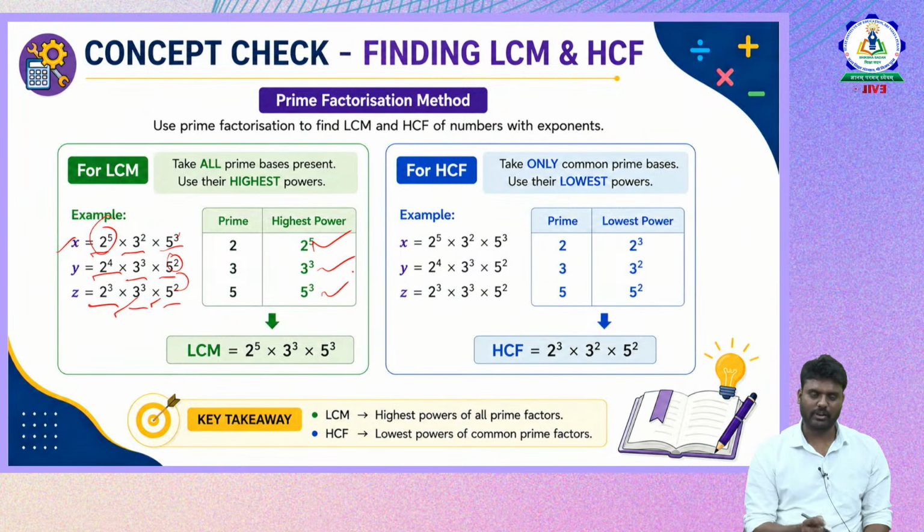Now, when you try to identify the LCM, we need to take the highest powers. So what is the LCM of the given numbers? It is 2 to the power of 5, 3 to the power of 3 and 5 to the power of 3.